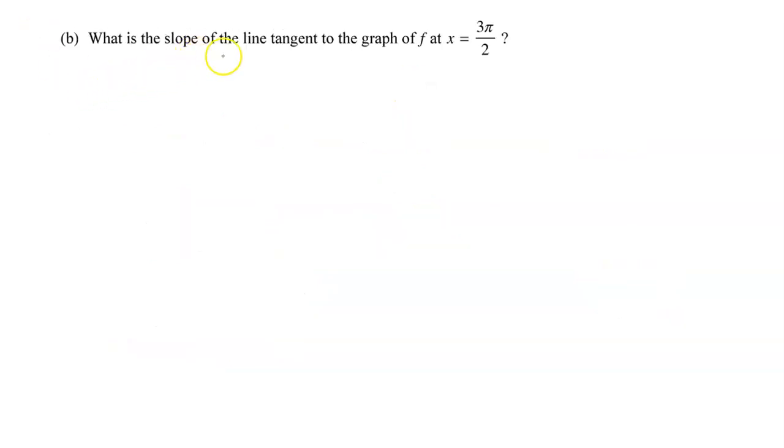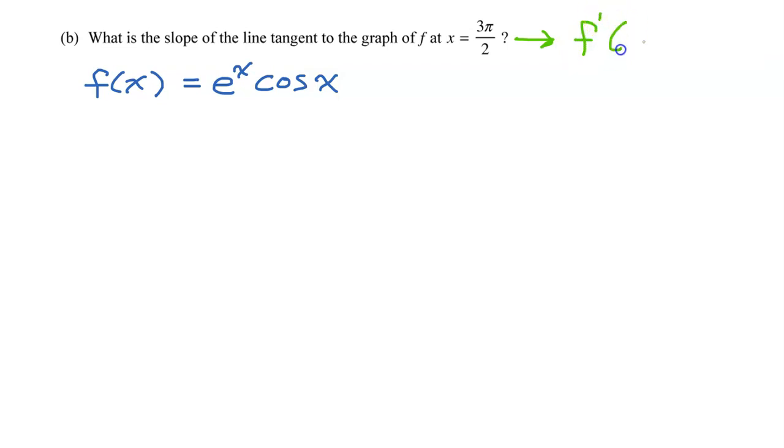Part B, what is the slope of the line tangent to the graph of f at x equals 3 pi over 2? The slope of a tangent line at a point is a long way of saying the derivative. So they are really asking us to find the derivative at 3 pi over 2. So let's find the derivative and evaluate at 3 pi over 2.